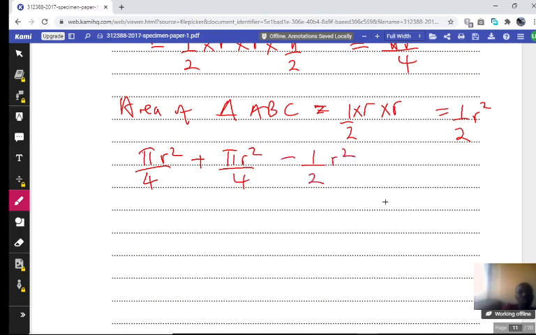If you simplify this, what do you get? You get pi over 4 r squared plus pi over 4 r squared, which is equal to 2 over 4 pi r squared, which simplifies to pi r squared over 2. Pi r squared over 2 minus half r squared, right?